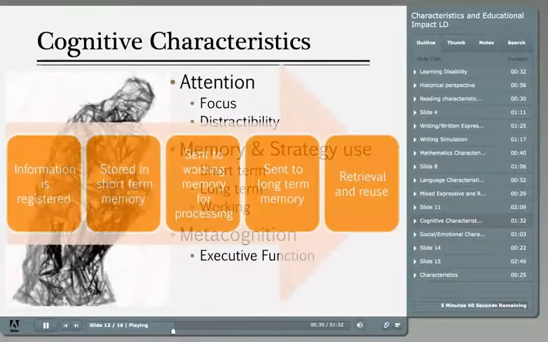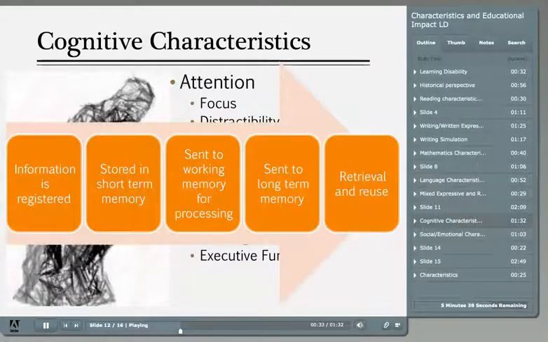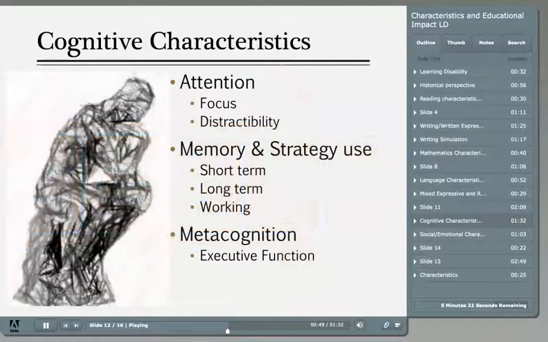Difficulties with memory and strategy use includes a process where information is taken in or registered, stored in short-term memory where the working memory can begin to process it, and then sent to long-term memory where it can be retrieved and reused. Difficulties with memory can arise at any point in this process. However, we often see students with learning disabilities struggling more with short-term memory. There is also often difficulty with working memory because one must retain, process, and organize the information simultaneously.